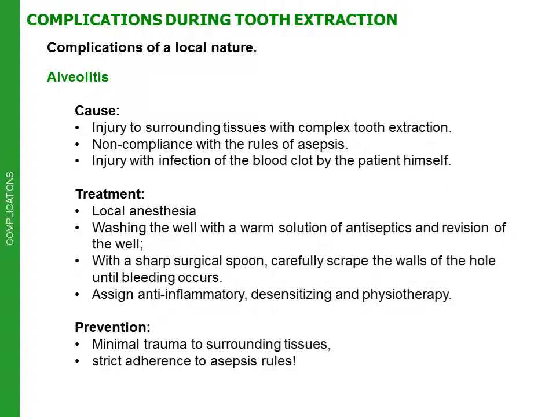Manifestation: constant pulling pain radiating along the branch of the trigeminal nerve. The mucous membrane around the socket of the extracted tooth is hyperemic, edematous. In the socket, there is a milky gray blood clot with a foul odor. The patient is disabled. Treatment: local anesthesia, washing the socket with a warm solution of antiseptic and revision of the socket. With a sharp surgical spoon, carefully scrape the walls of the socket until bleeding occurs. Antibiotics, anti-inflammatory, desensitizing and physiotherapy. Prevention: minimal trauma to surrounding tissue, strict adherence to asepsis rules.